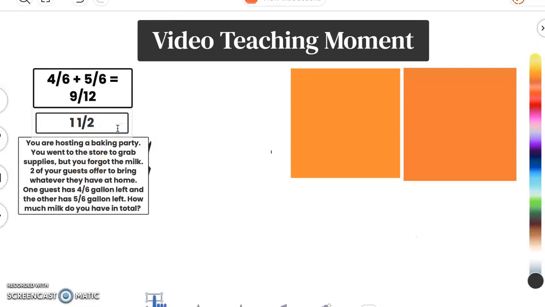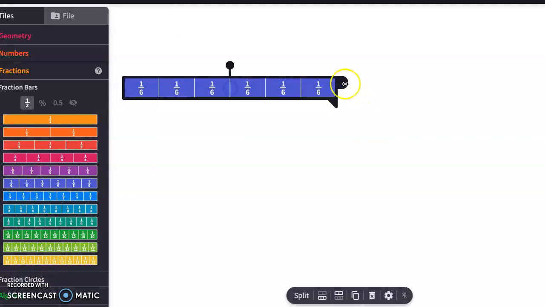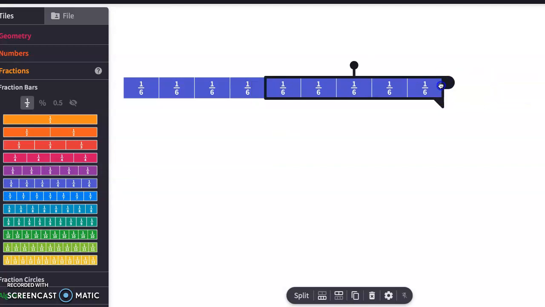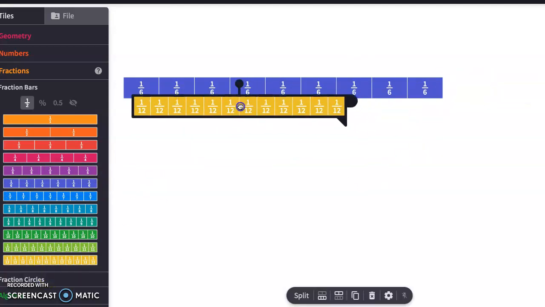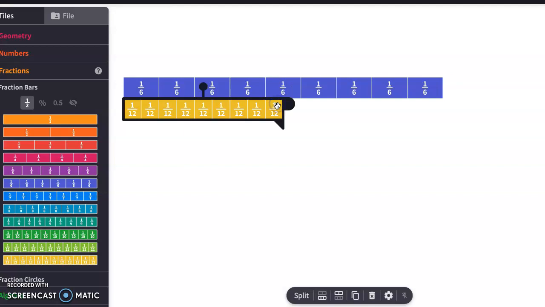Now the student may be questioning, how did that 1 come out? Also, how did the half come out? How did we get a whole here? I can show them what they're thinking. They're thinking 4/6 plus 5/6 equals 9/12. Now they can see the real answer is a lot larger than what they got.